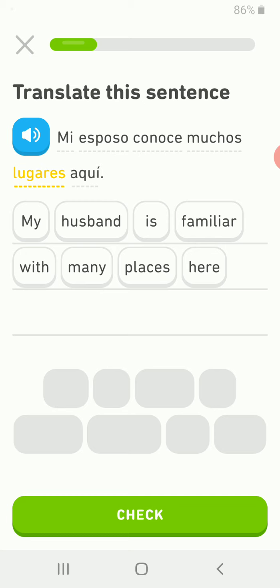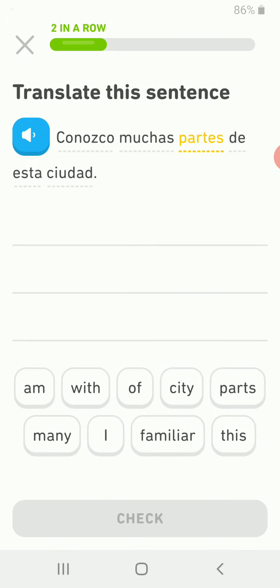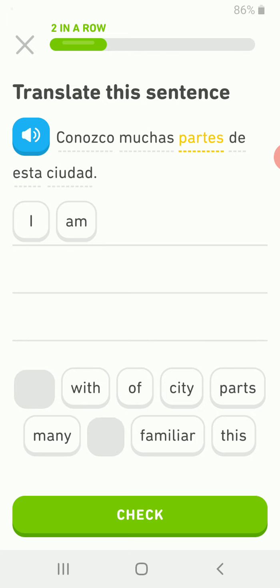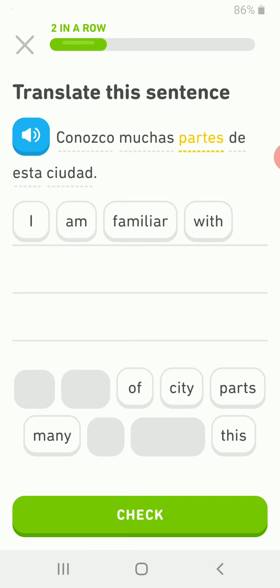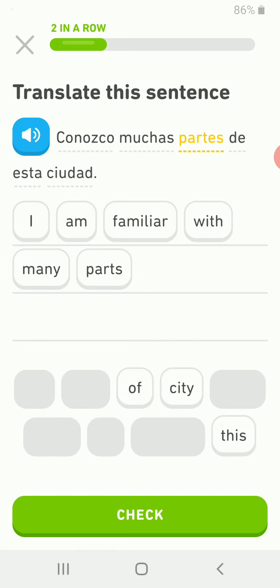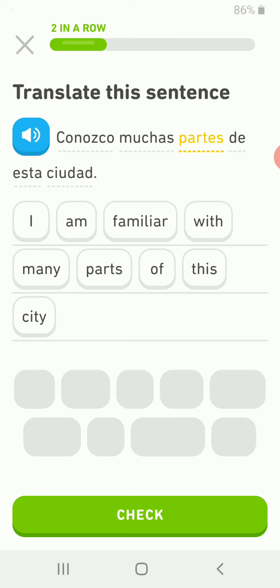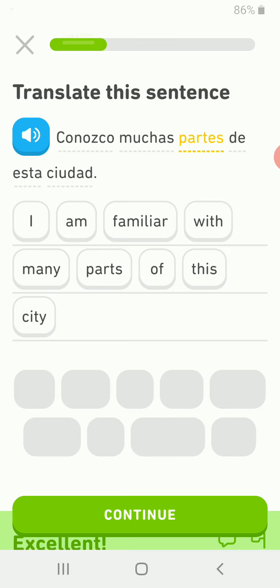To translate the sentence, mi esposo conoce muchos lugares aquí. Mi esposo, my husband, is familiar with many places here. Lugar, it's also a new word for some. Lugares, places. Lugares, it's the plural form. And translate the sentence. Conozco muchas partes de esta ciudad. Ciudad is the city, partes is parts. Conozco. I am familiar with many parts of the city.